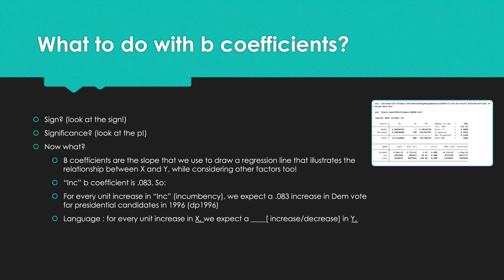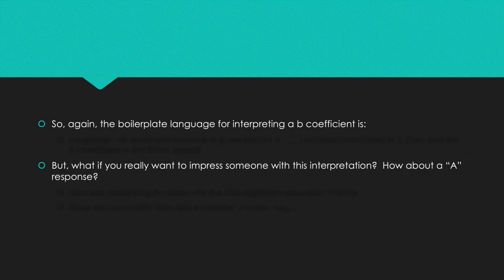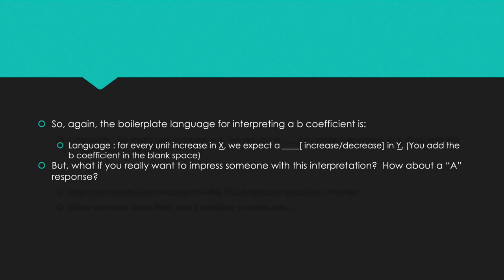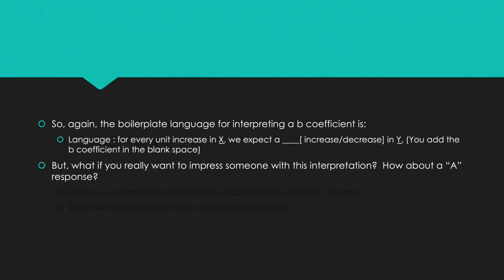All right, so the general boilerplate language here is that for every unit increase in x, we expect a fill in the blank, there's where you put the beta coefficient, increase if it's positive, decrease if it's negative in y. So again, boilerplate language for interpreting a beta coefficient is as follows. For every unit increase in x, we expect a, wherever we put that beta coefficient right there, increase or decrease in y. So you add the beta coefficient in that blank space. It is now no longer blank.